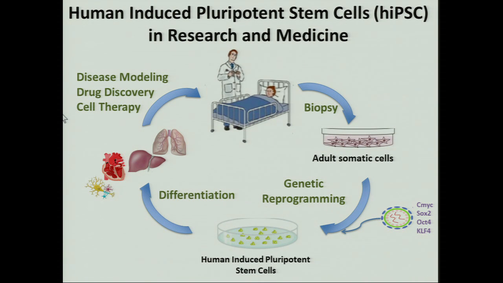These differentiated cells can then be used for disease modeling, such as in Duchenne's muscular dystrophy, as we saw earlier today, and also in pulmonary fibrosis, which I will talk about now. These cells can also be used for drug discovery and cell-based therapy.